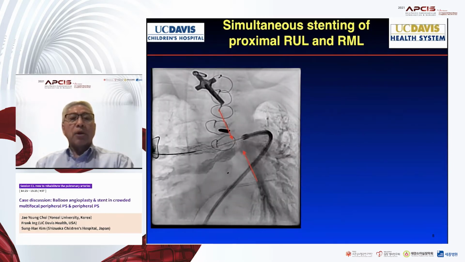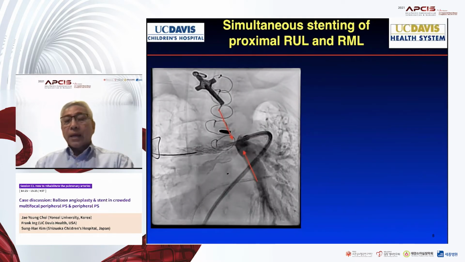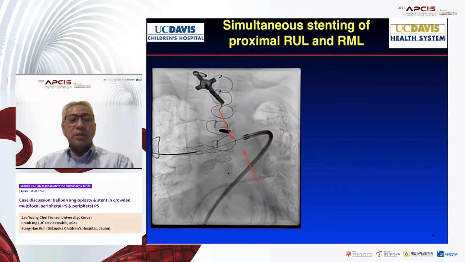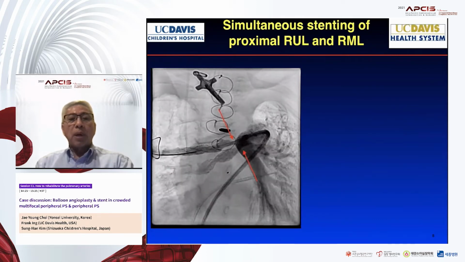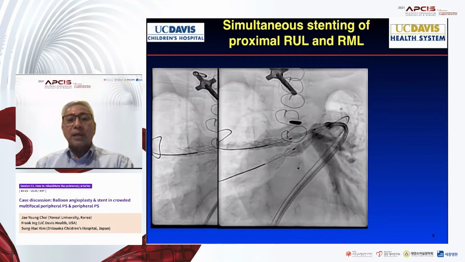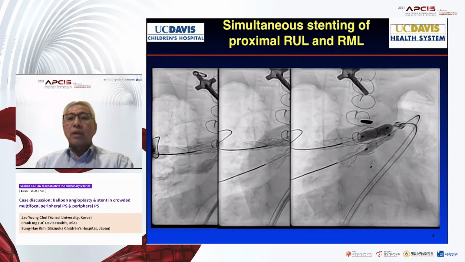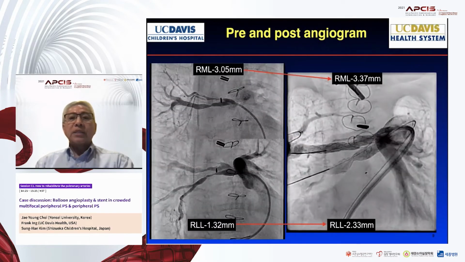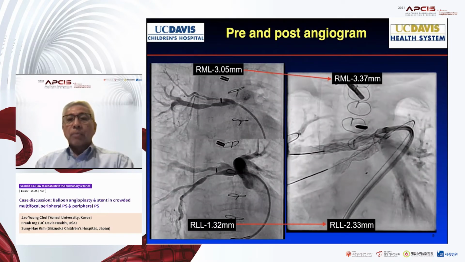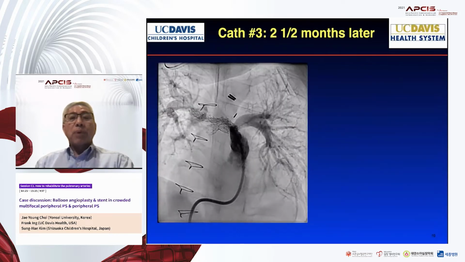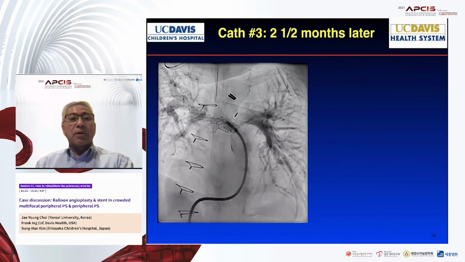So again, here we are. I tend to be very aggressive at trying to establish good flow to the lung. So we stented both the lower lobe and the middle lobe. And at this point in time, I decided to put 2 more stents in proximal to try to get more flow into the right lung. So we are putting double stents in the proximal right. And this is what we ended up with. I was pretty pleased with this at this time. We brought the kid back in 2.5 months later, and this is what we get.